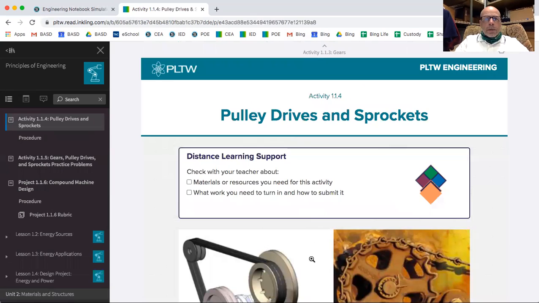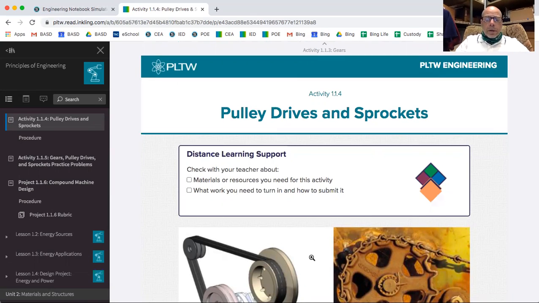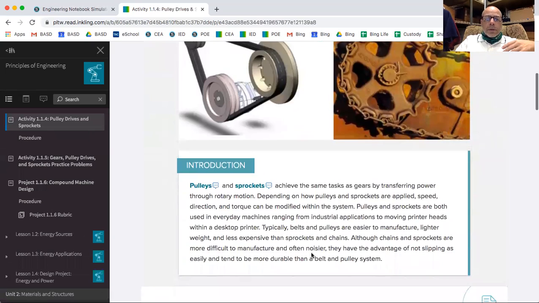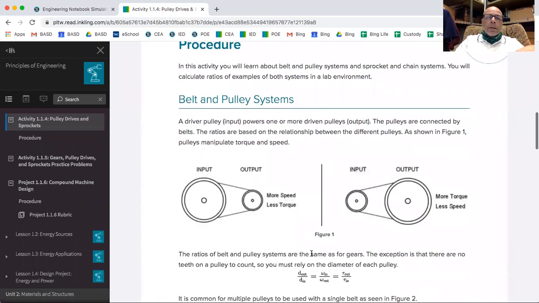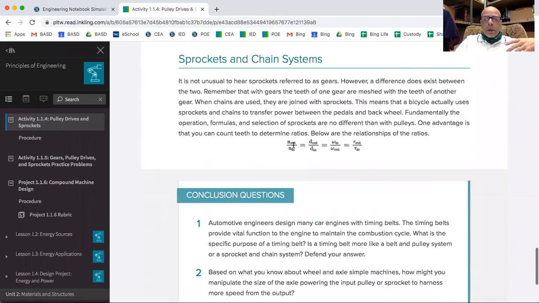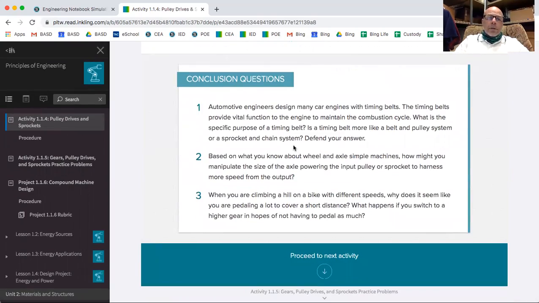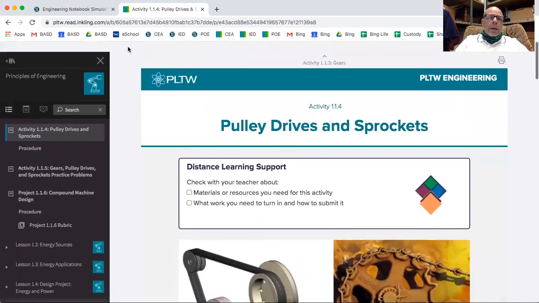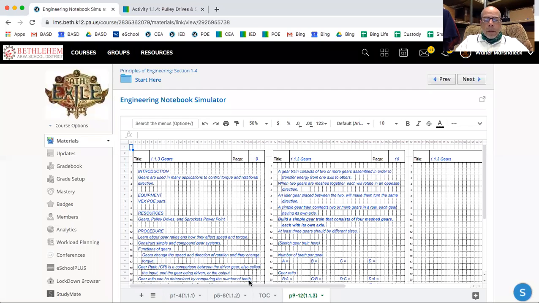And then there's 1.1.4, pulleys, drives, and sprockets. This is today's assignment, which we haven't done yet. I haven't even looked at it yet. I haven't done an engineering notebook entry on it yet. But this is another similar assignment. Instead of gears, which was the last one, this is belt and pulley. We will look at this more carefully when we are actually in class. And just know it's going to include an engineering notebook entry. I don't even have it yet, but I will do that with you in class today, Wednesday.